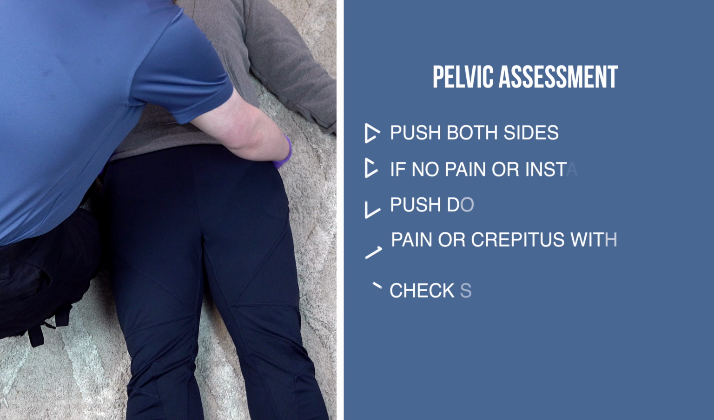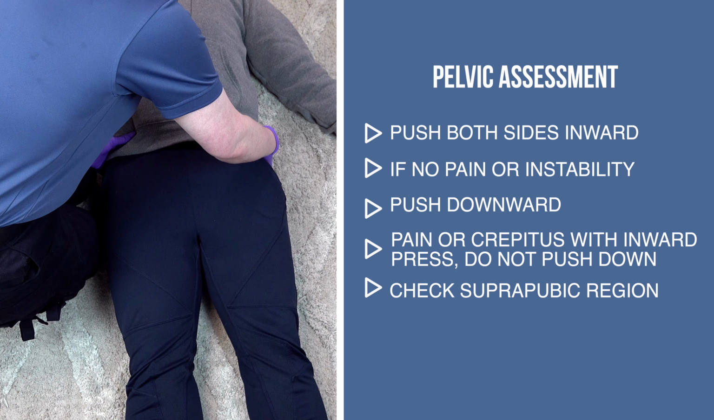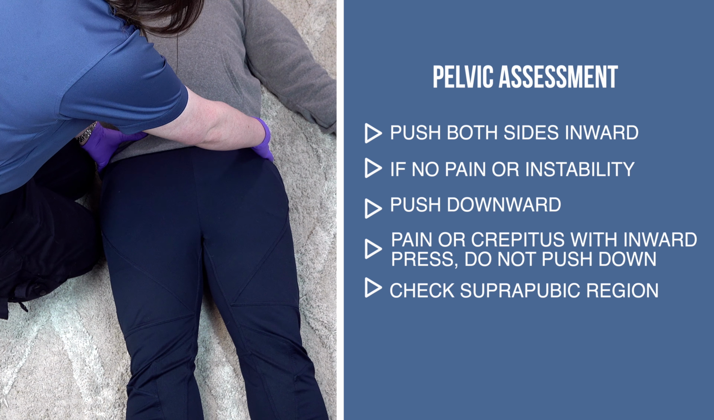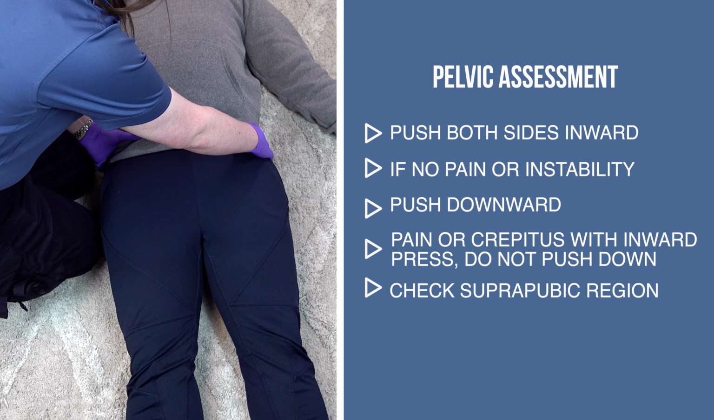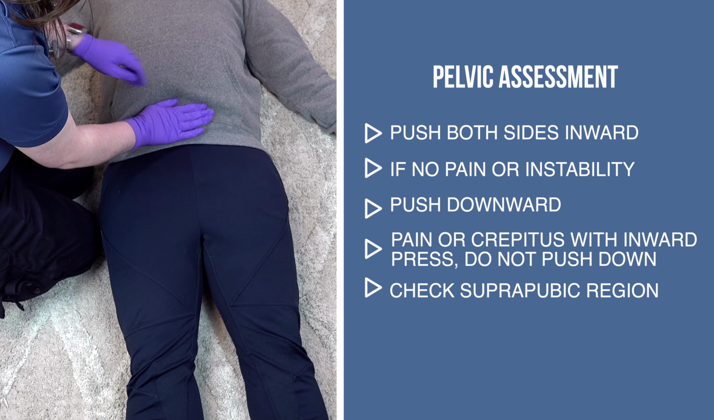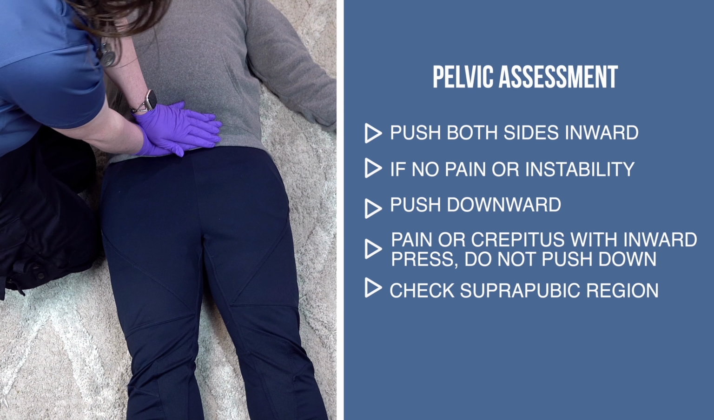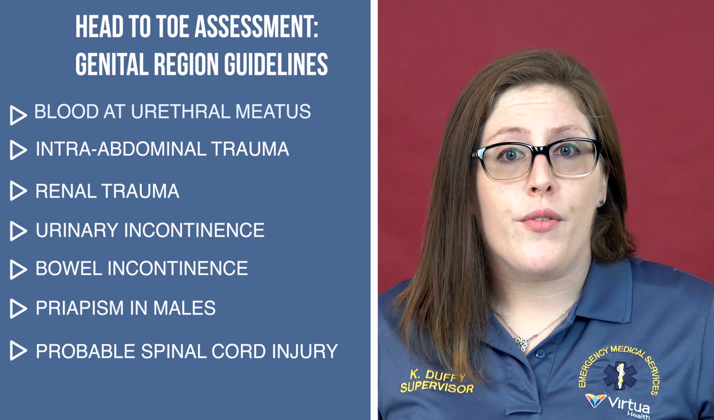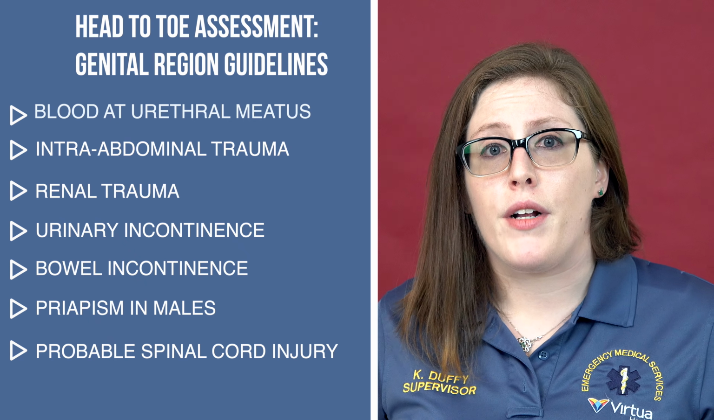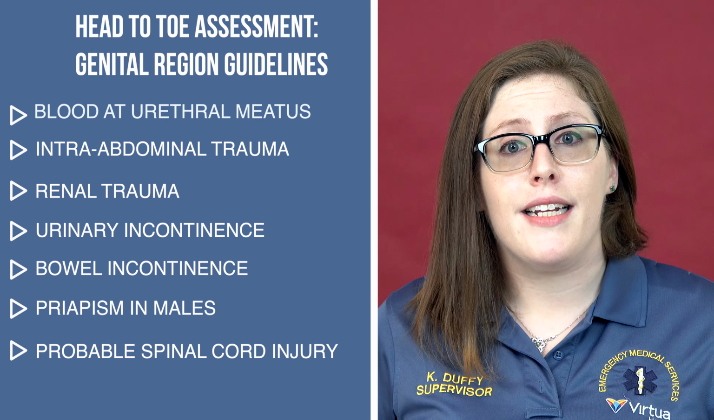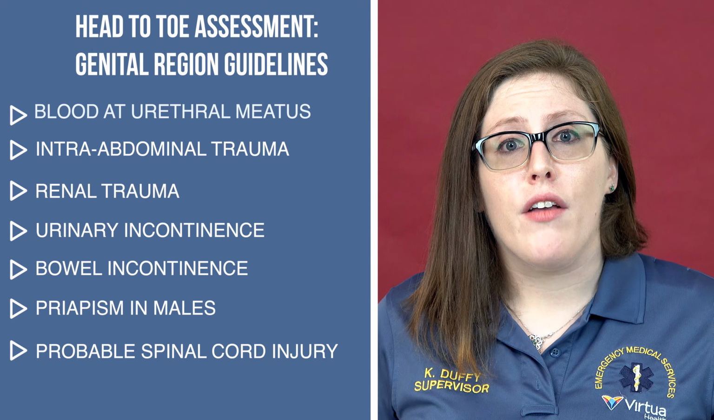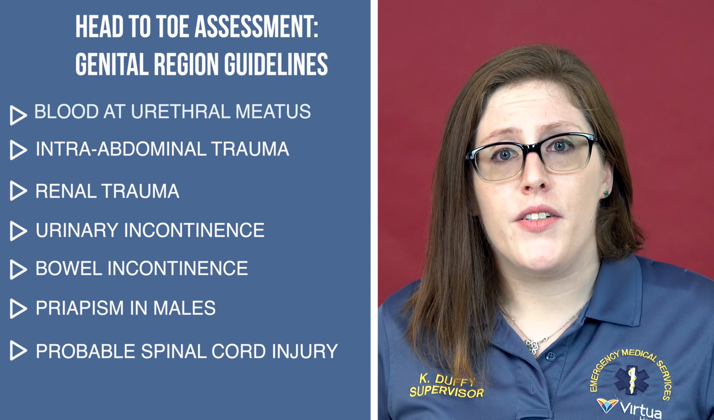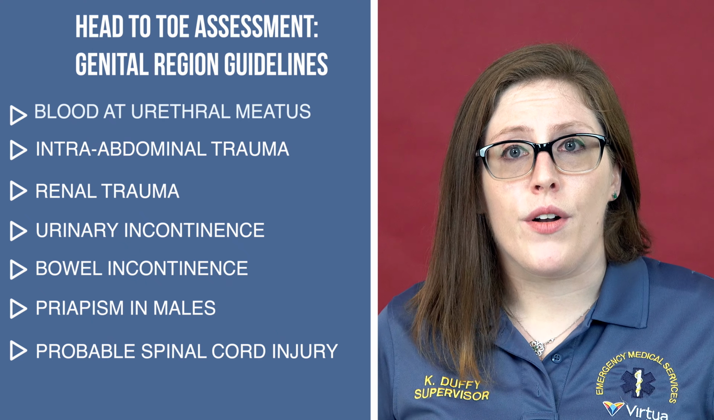I will assess the pelvis by pushing both sides inwards. If it does not elicit a pain response, and I don't feel any instability, then I will push downward. I will place one hand across the patient's pubic bone and press down, checking for instability. In the genital region, I am looking for any blood around the opening of the urethra, which indicates intra-abdominal hemorrhage with bladder involvement or kidney damage. I am also looking for any signs of urinary or fecal incontinence and priapism in males, which would make me suspect a spinal cord injury.